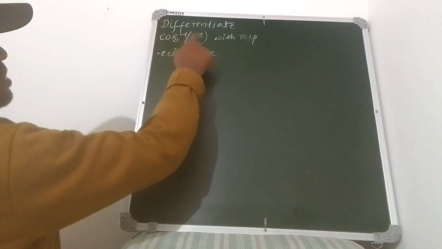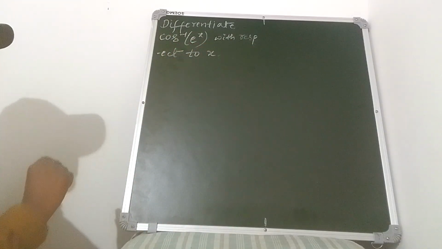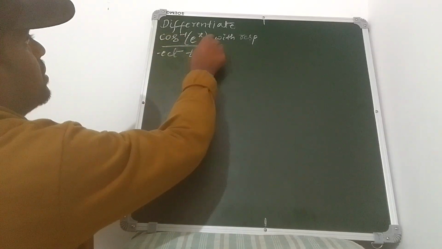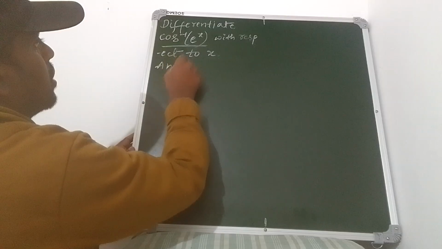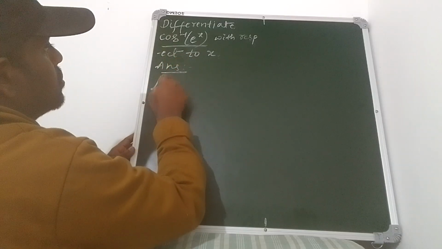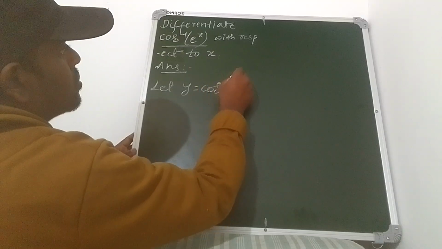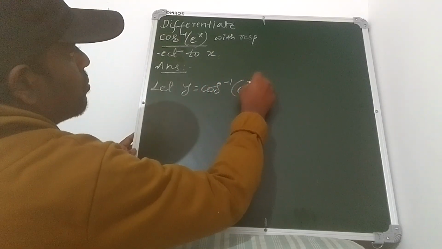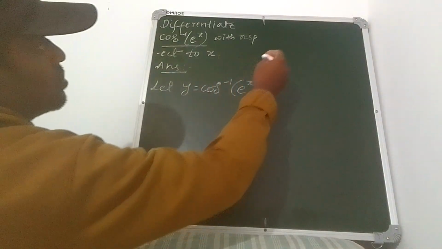Differentiate cos inverse of e to the power x with respect to x. Okay. I will take this as y. Answer. So let y is equal to cos inverse of e to the power of x.